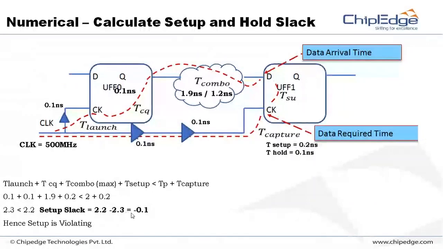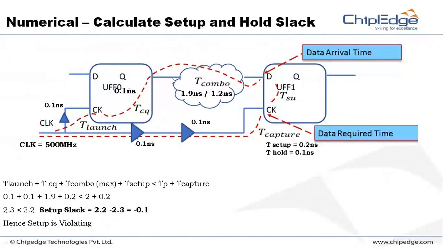If you calculate, it is coming to minus 0.1. Here you can strictly see this is violating, right? 2.3 is lesser than 2.2. No, it is not. So it is violating. So we call setup is violating. This circuit will not operate at this frequency.